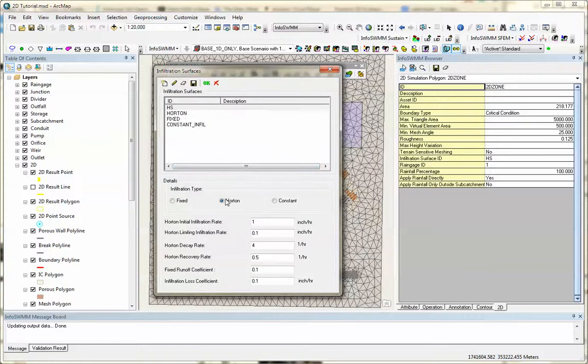You have three options. Basically, you have fixed infiltration, Horton infiltration, and constant. Fixed is just a fixed variable loss of the rainfall. So if you have rainfall and you said fixed is 10%, 10% of the rainfall ends up as fixed. Horton is more dynamic. It uses max, min, and decay to model the infiltration over the 2D mesh. And constant is just a constant inches per hour or millimeters per hour over the simulation.